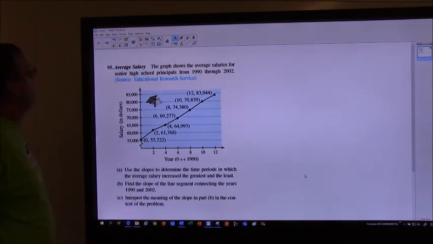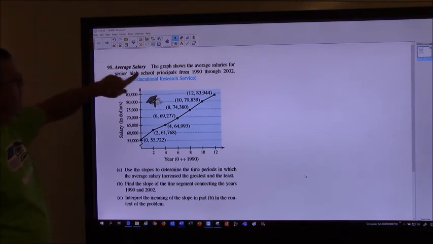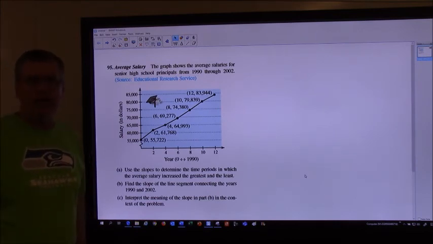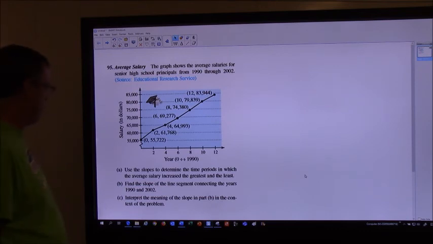It says here that we're talking about average salary. The graph shows the average salaries for senior high school principals from 1990 to 2002. So I guess we're talking about what Miss Ray would make at her job. I suppose this could include vice principals as well.